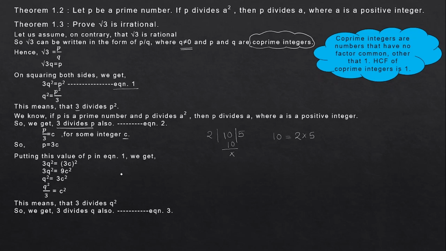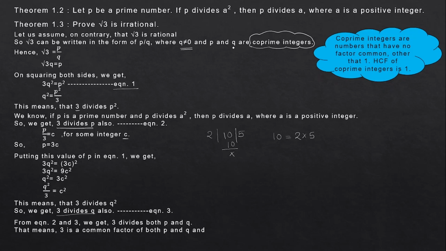Now from equation 2 and equation 3, I am getting 3 divides p and 3 divides q. What does it mean? It means that 3 is a common factor of p and q. But we started by assuming that p and q have no common factor other than 1. And here what are we getting? 3 is a common factor of both p and q. That means we have come to a contradiction.